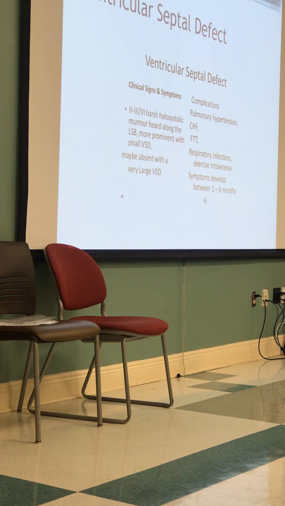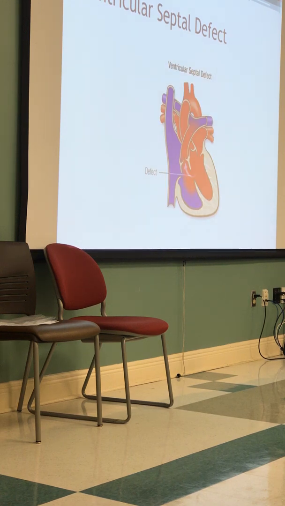Usually the kids are symptomatic between 1 and 6 months, so usually they repair it by then. For some strange reason, they missed his, and he lived until a nice adult with it. Again, the blood moves from an area of higher pressure to an area of lower pressure. So it goes from the left ventricle and shunts over to the right ventricle.